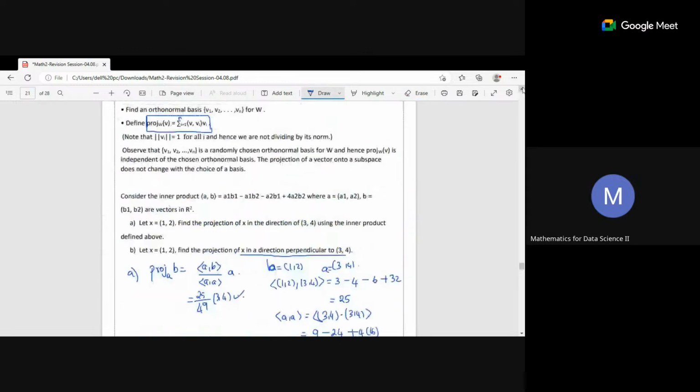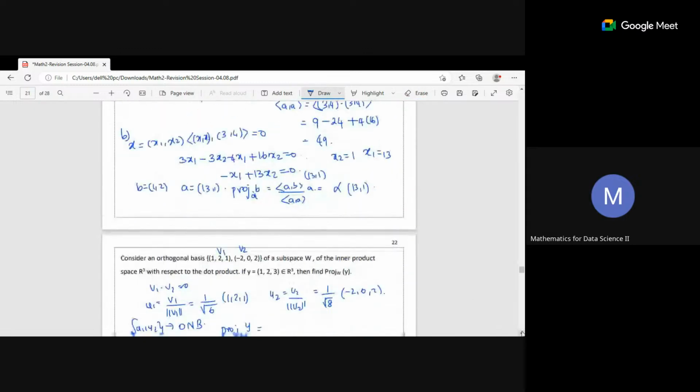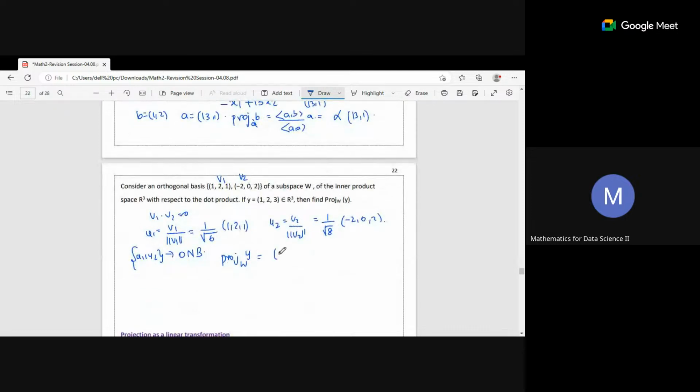So what is the formula? Inner product of V comma Vi into Vi. So here your (1, 2, 3) into your U1, which is minus 1 by root 6. Let us keep this 1 by root 6 outside, into (1, 2, 1), plus (1, 2, 3). Sorry, here I missed something. Into V1, right?